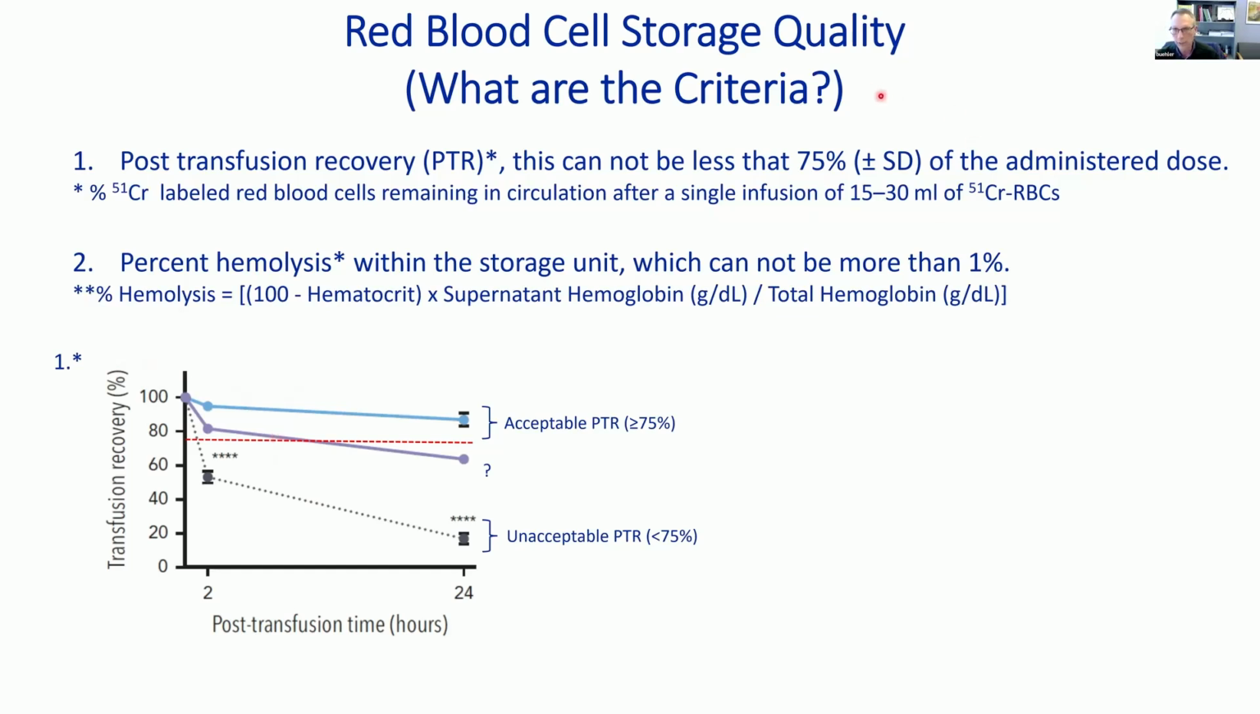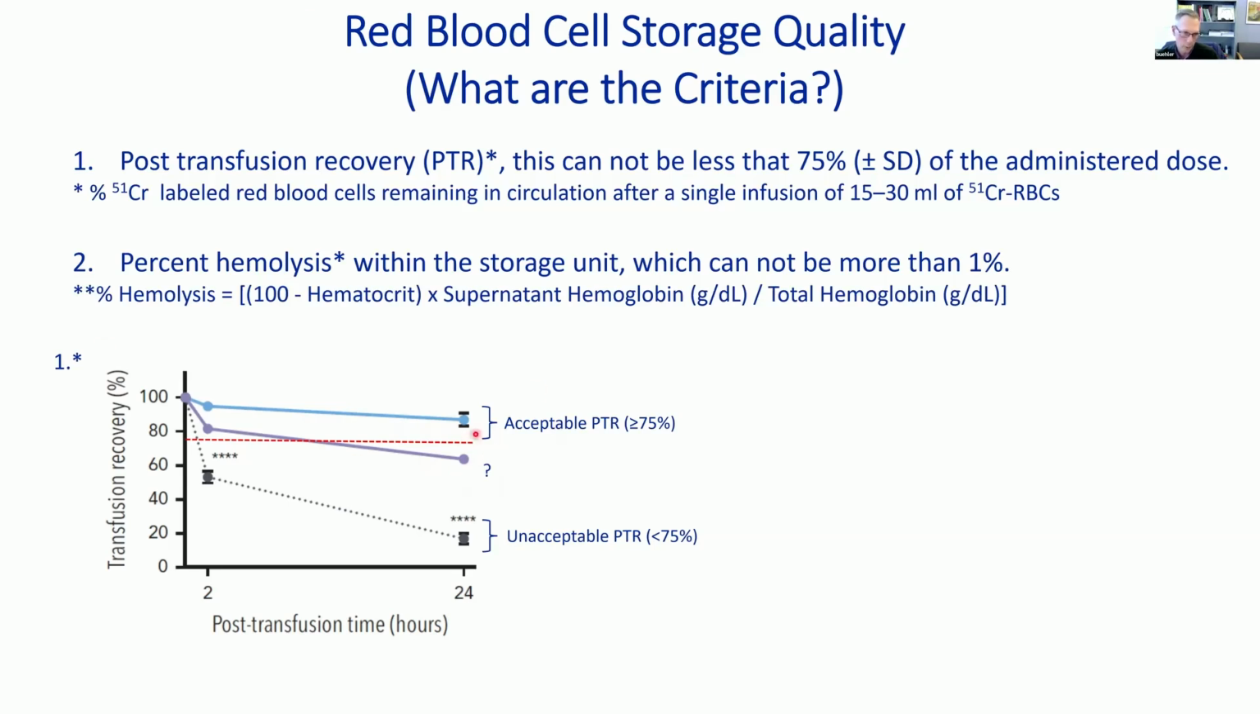What regulatory agencies like the FDA say is you can't lose more than 25% of those red blood cells over a 24-hour period. So, if you get something like this down here, this is an unacceptable PTR. You would not be able to transfuse such a cell. And acceptable PTRs are up over 75%. And there's some PTRs that fall below this, but are still considered acceptable. So this is where we get into kind of a gray area with the quality of a red cell.